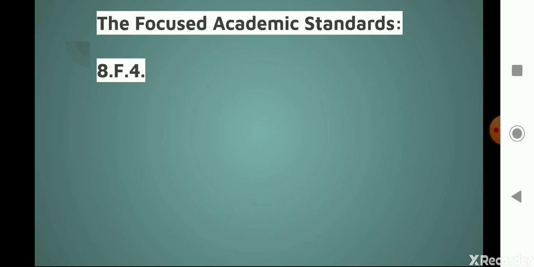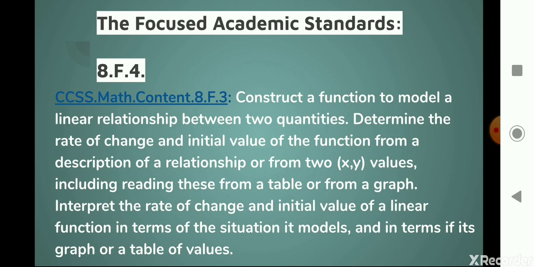The Focus Academic Standard is 8F4. Construct a function to model a linear relationship between two quantities. Determine the rate of change and initial value of the function from a description of a relationship or from two x,y values, including reading these from a table or from a graph. Interpret the rate of change and initial value of a linear function in terms of the situation it models and in terms of its graph or a table of values.